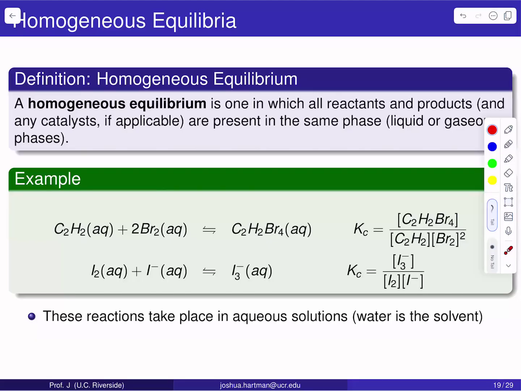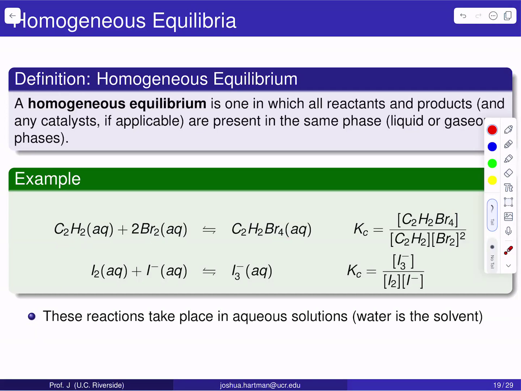In order to appreciate this discussion, we need to talk about the difference between so-called homogeneous and heterogeneous equilibria. So first up, let's talk about homogeneous. A homogeneous equilibrium is one in which all reactants and products, and any catalysts if we're using them, are present in the same phase. So remember, homogeneous, the same phase. This could be gas, liquid, what have you. The examples we've been exploring up to now in our discussion of dynamic equilibria are situations where you have either aqueous solutions or gas phase solutions, everything in the same state.